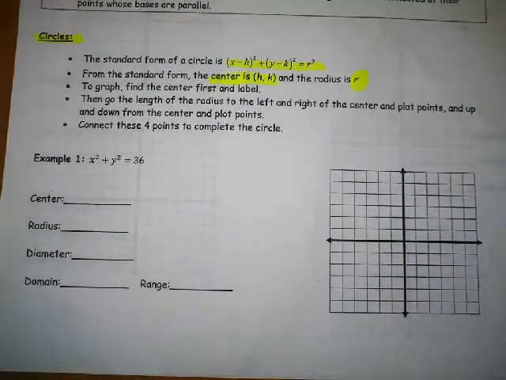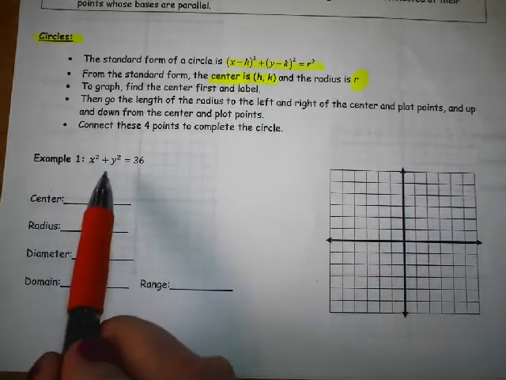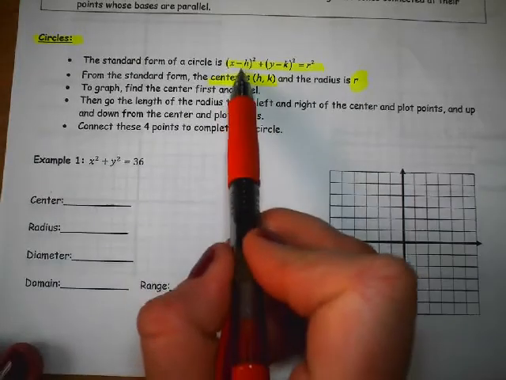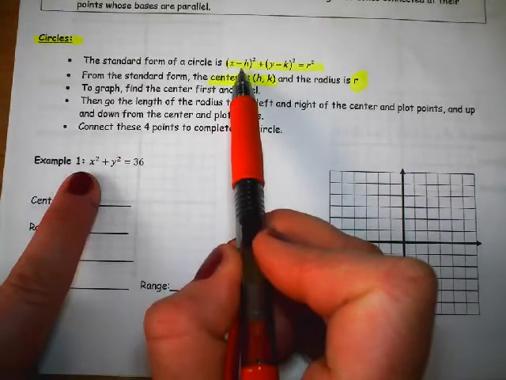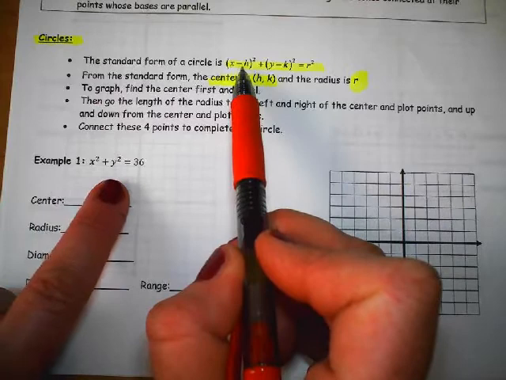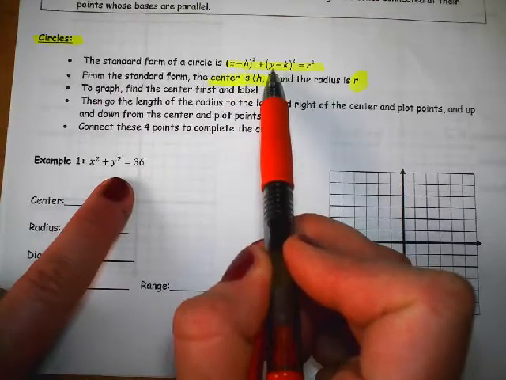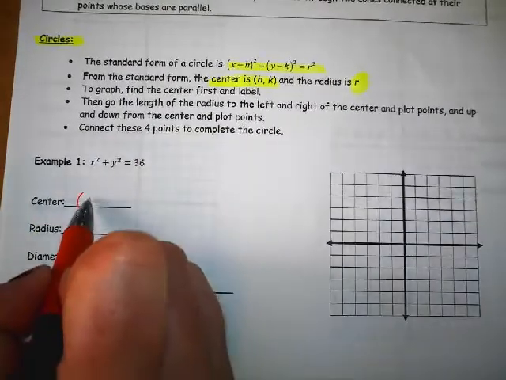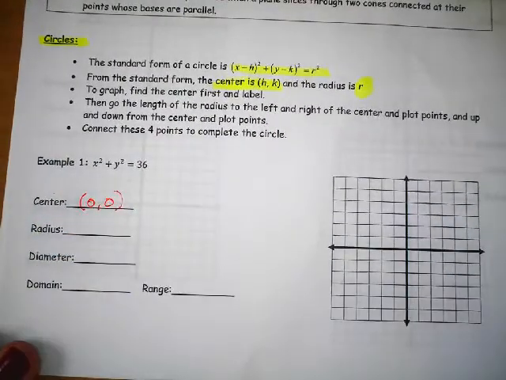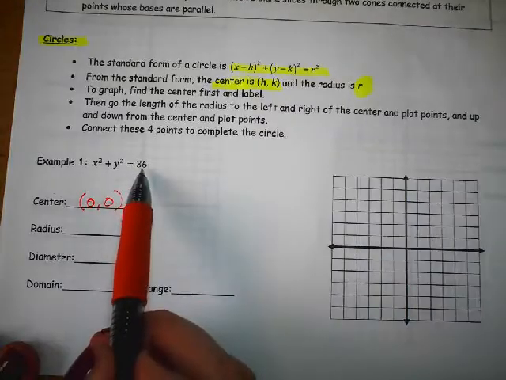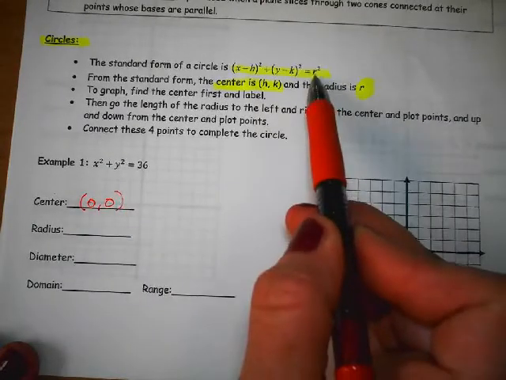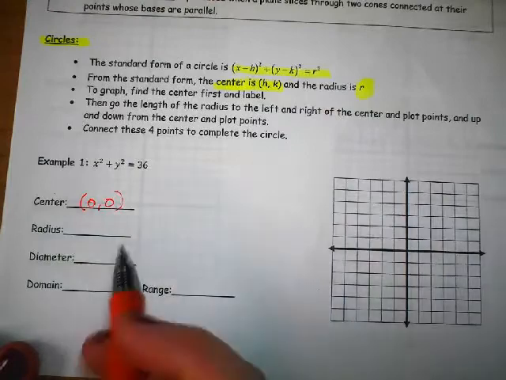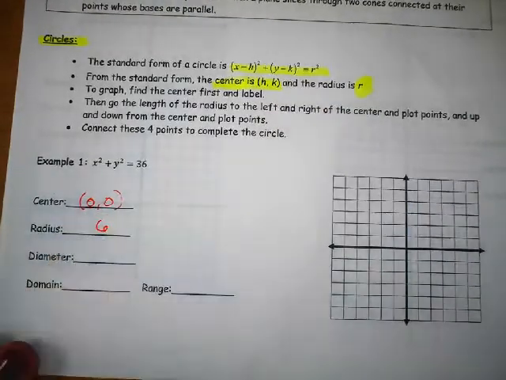So our first example is x squared plus y squared is equal to 36. Now, first thing I notice is that the x is squared and the y is squared. It doesn't have x plus something squared or x minus something squared, and it also doesn't have y plus or minus something squared. So that tells me that the center of this circle is actually 0, 0. It's not shifted anywhere. 36 is on the end. 36 represents r squared, the radius squared, so therefore the radius must be 6.